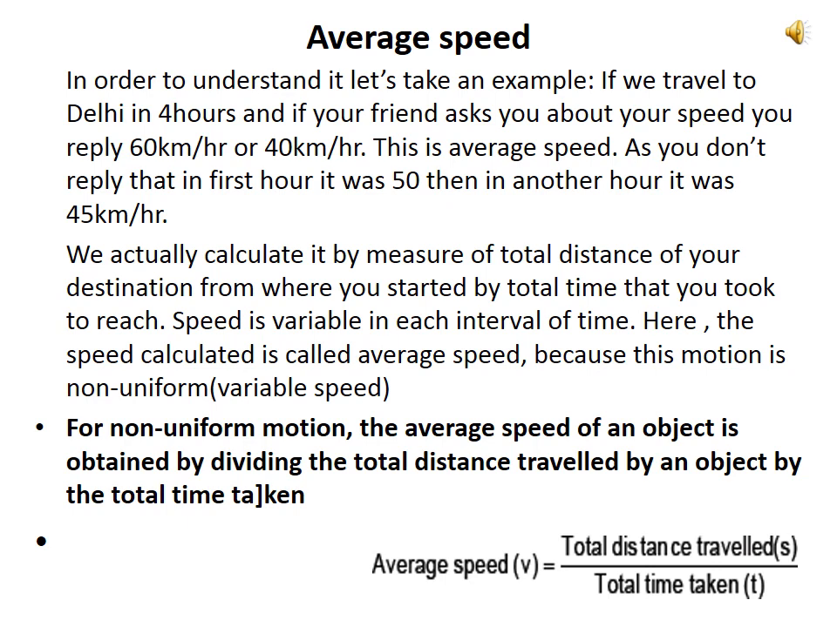For non-uniform motion, the average speed of an object is obtained by dividing the total distance traveled by the object by the total time taken. That is, V is equal to S by T. V stands for average speed, S stands for total distance traveled, and T stands for total time taken.